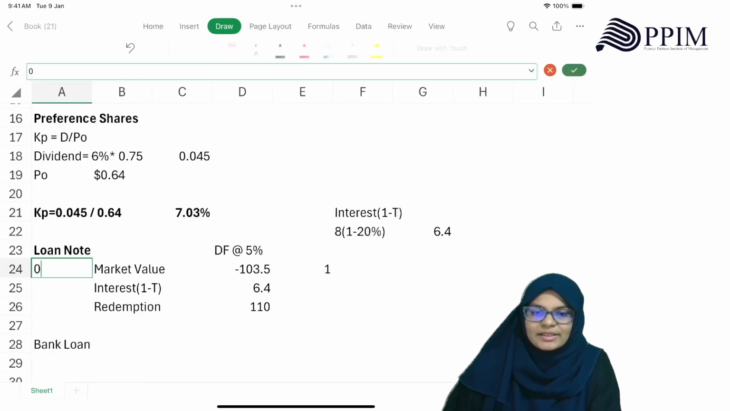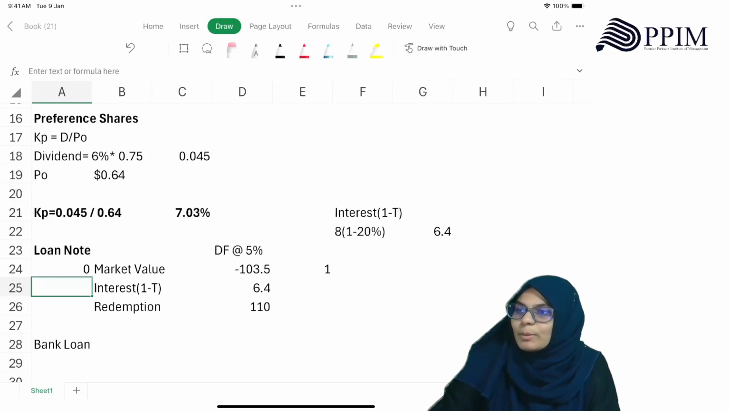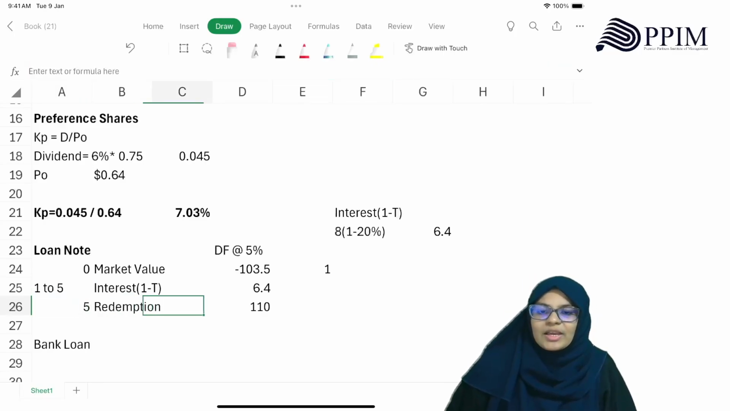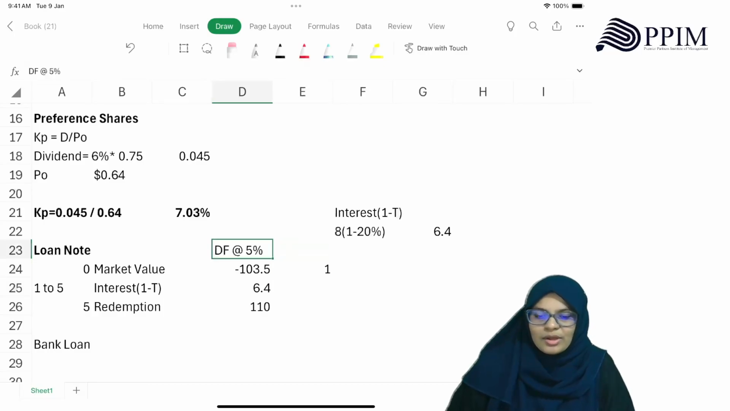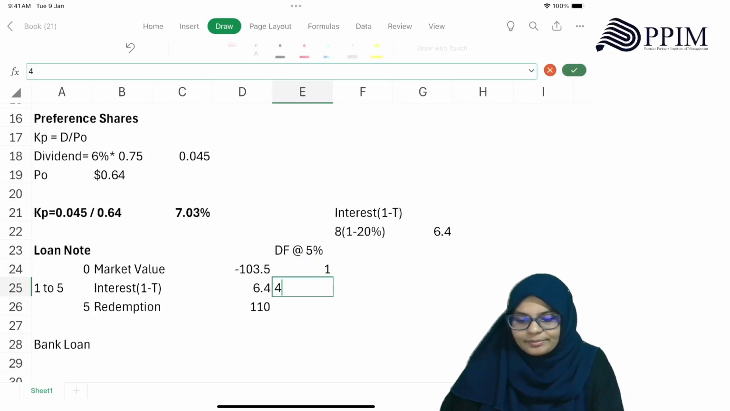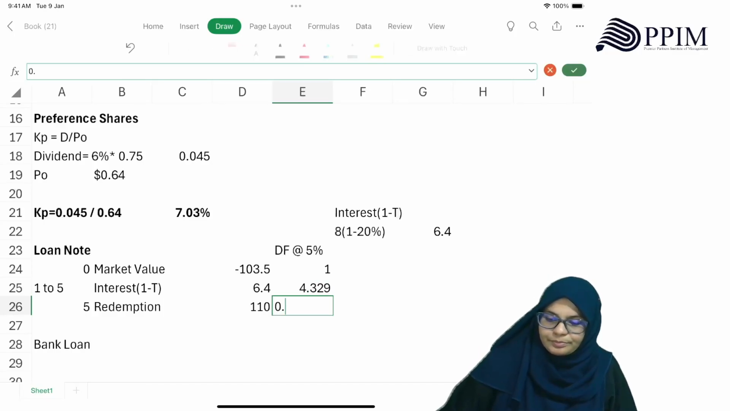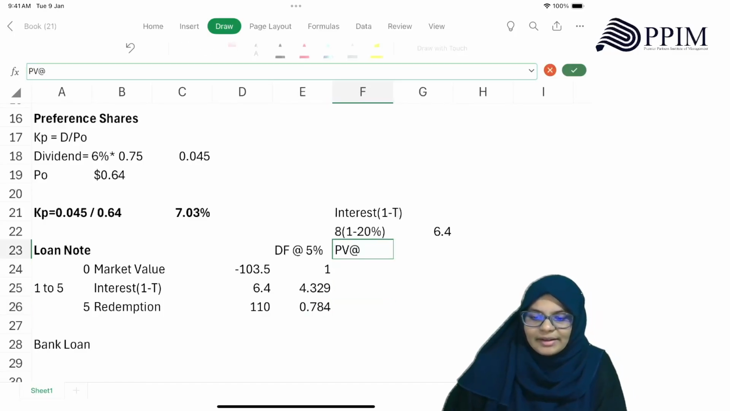Market value happens in year naught. Interest, they told me it was going to happen for, it's a 5-year redeemable loan, right? So from year 1 to year 5, it's going to happen. Redemption will happen only in year 5. Okay. So if you take year 1 to year 5, you have to take the annuity factor. Okay. So 5% annuity factor will be 4.329. And year 5's discount factor will be 0.784. So you can get the present value at 5%.